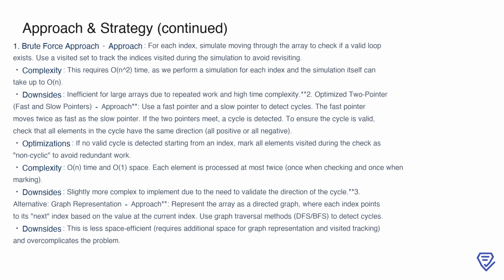The fast pointer moves at double the speed of the slow pointer, and if they meet, a cycle is detected. To ensure the cycle is valid, we verify that all elements within the cycle maintain the same direction, either entirely positive or entirely negative. Additionally, if no valid cycle is found starting from an index, we mark all elements visited during the check as non-cyclic to prevent redundant work.